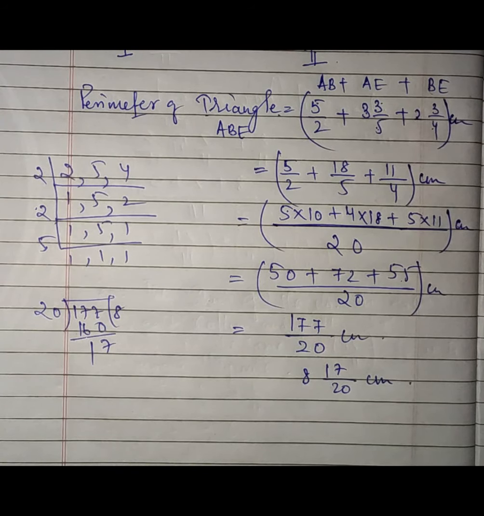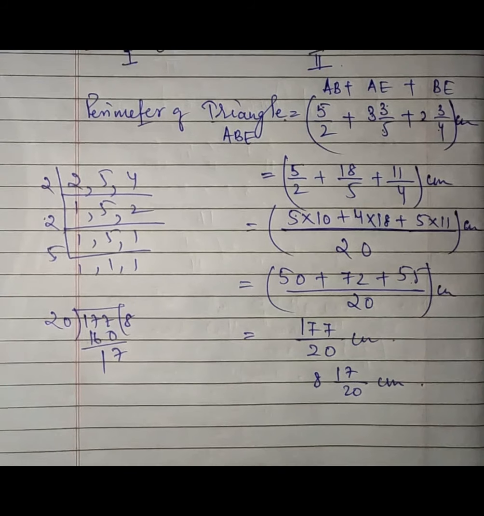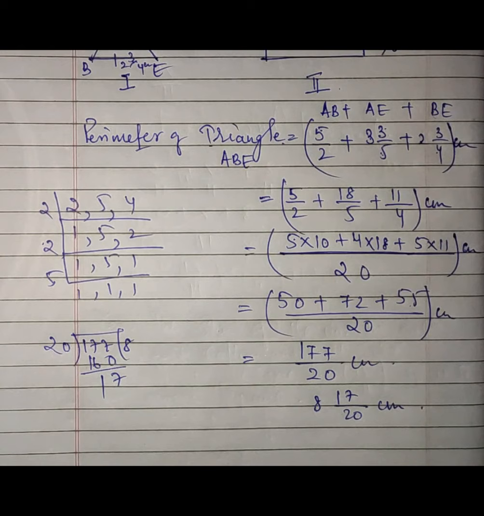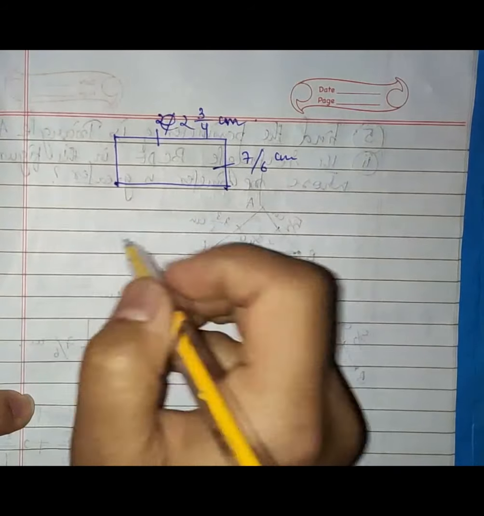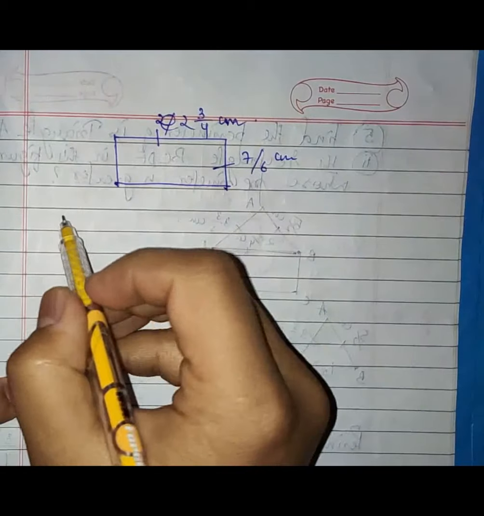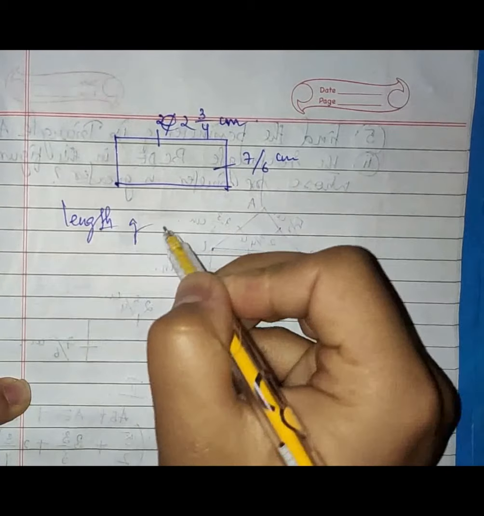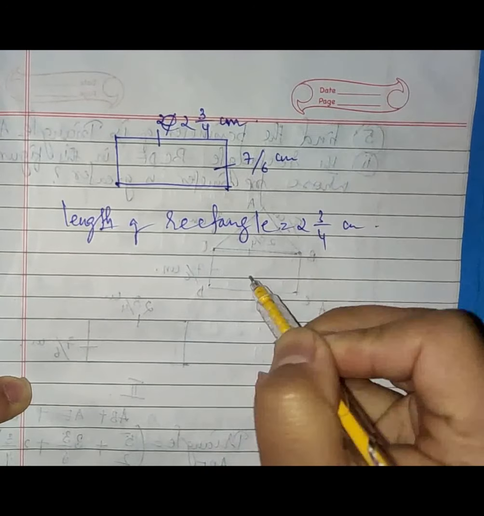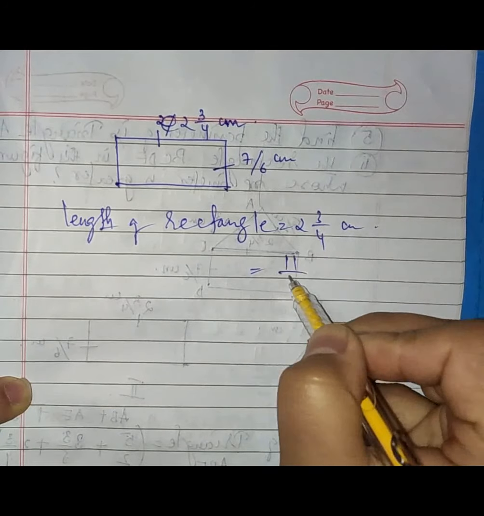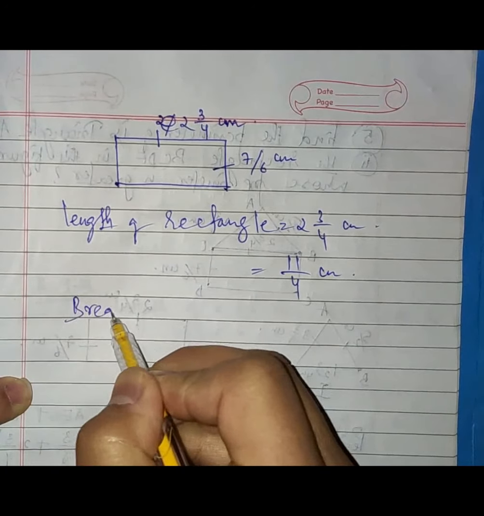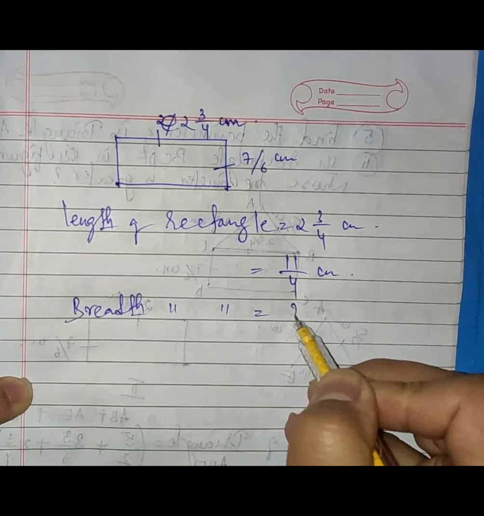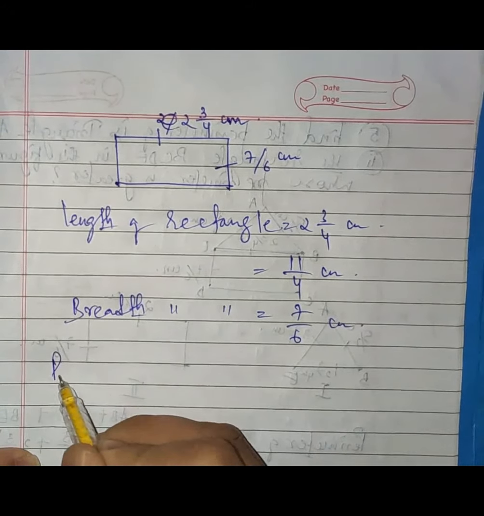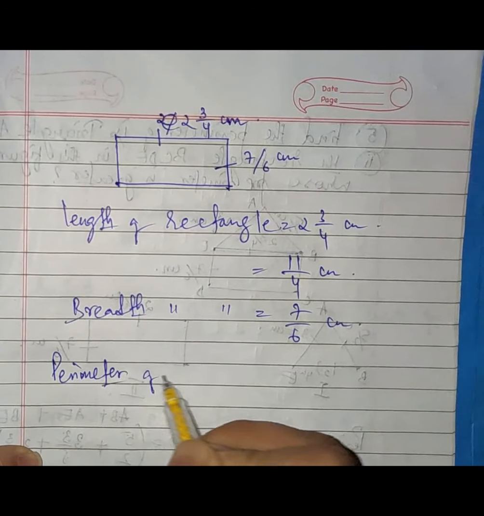So now our next question is to find the perimeter of the rectangle and to verify both the values, and we have to consider whose perimeter will be greater. Alright. So this is our rectangle here, and the length of the rectangle is 2 whole 3 by 4 centimeter. 4 twos are 8, 8 plus 3 is 11 by 4 centimeter, and the breadth given is 7 by 6 centimeter. Alright. So with this we have to find the perimeter of the rectangle.